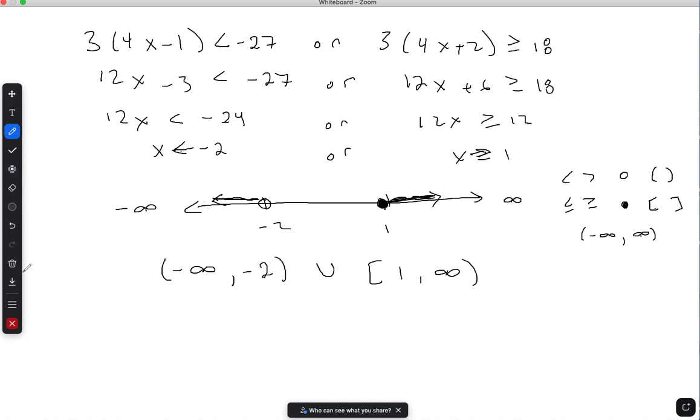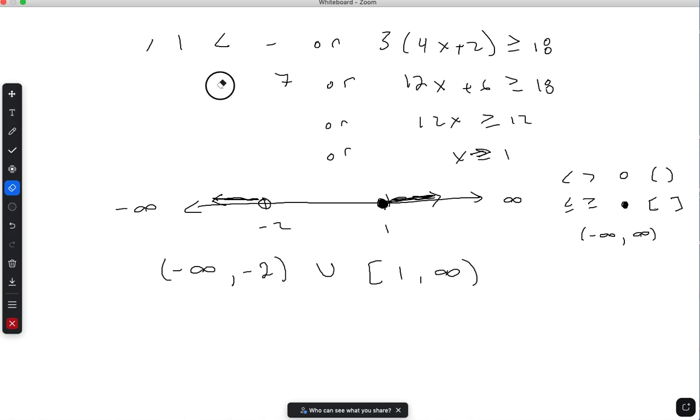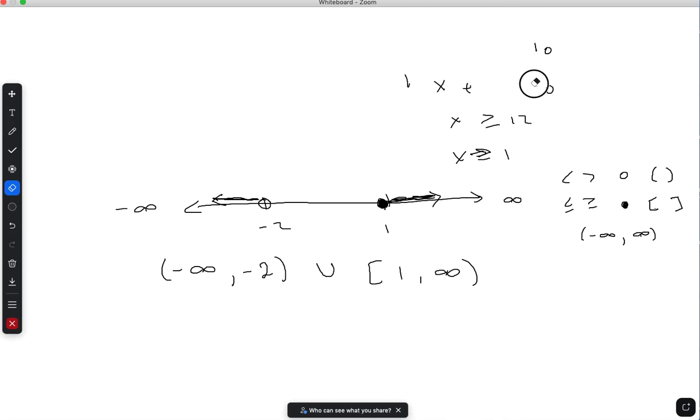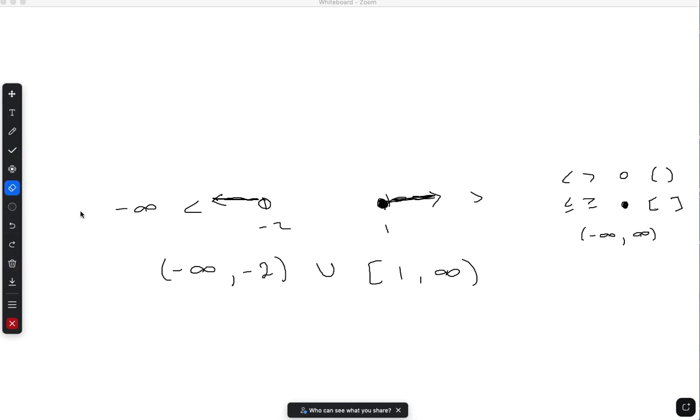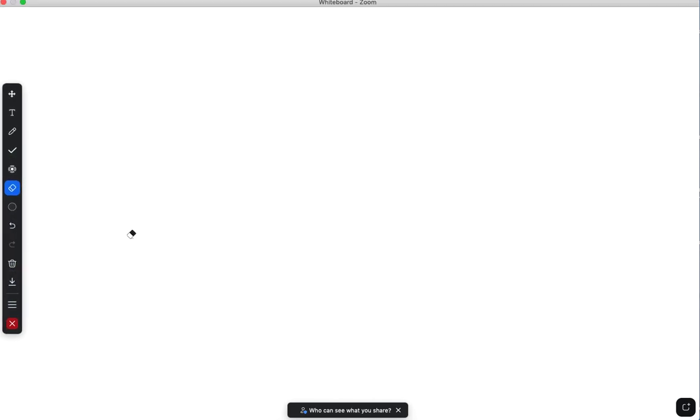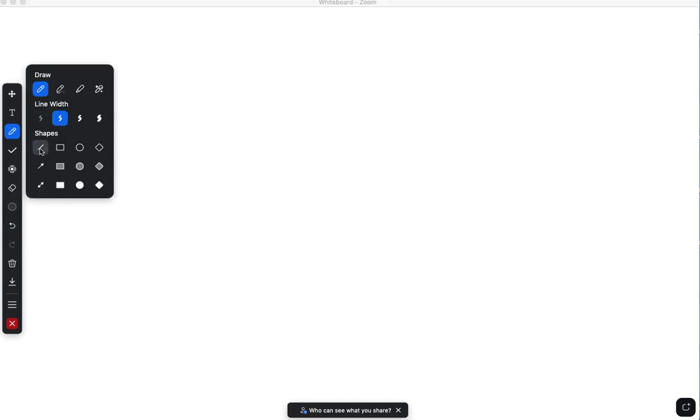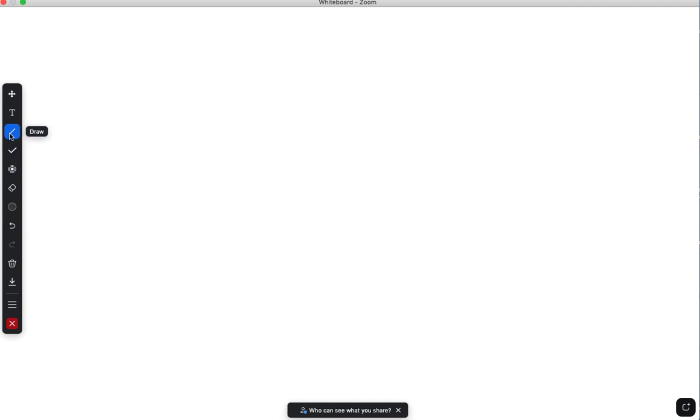I'm going to erase this and just do a couple more quick examples. Oh, I should just do this the easy way. Just do that and start fresh. Okay. Oops. There we go.